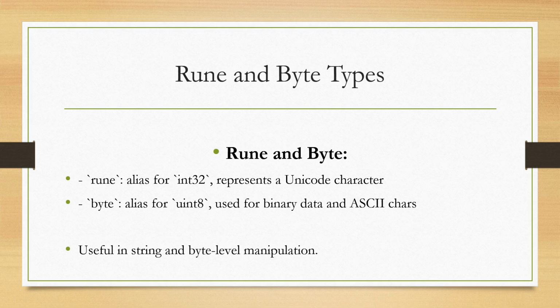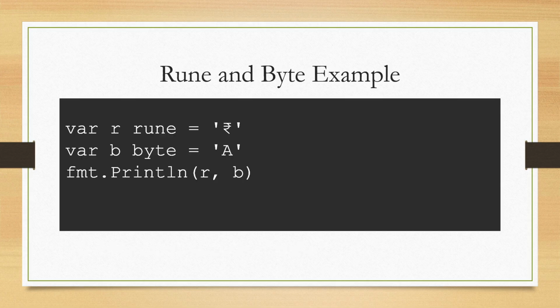Now you might wonder why this matters. Imagine you are building an app that handles text in multiple languages. Using rune will help you work with those complex characters. On the other hand, if you are handling text that is plain English or working with files, byte will come in handy. In real world scenarios, when you are doing string manipulation or dealing with data at the byte level, knowing the difference between rune and byte is key to handling your data properly. So this is the classic example of rune and byte in Golang. Now let's see it in the code.